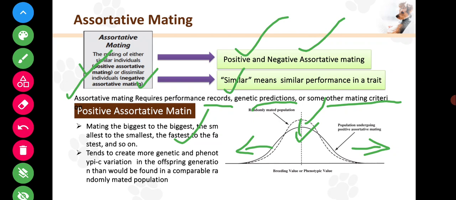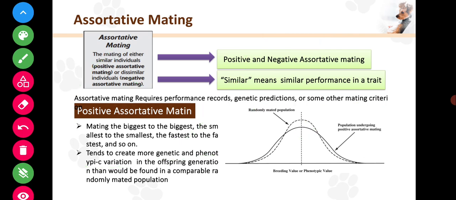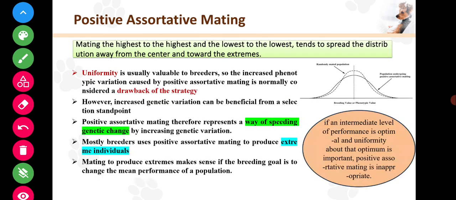What it indicates is that it tends to create more genetic and phenotypic variation. If you see, the spread of data is more. That means it is creating more genetic and phenotypic variation than would be found in a randomly mated population. So in positive associative mating, the spread of data will be more, and there will be a reduction in the mean. How is it possible? We'll see.